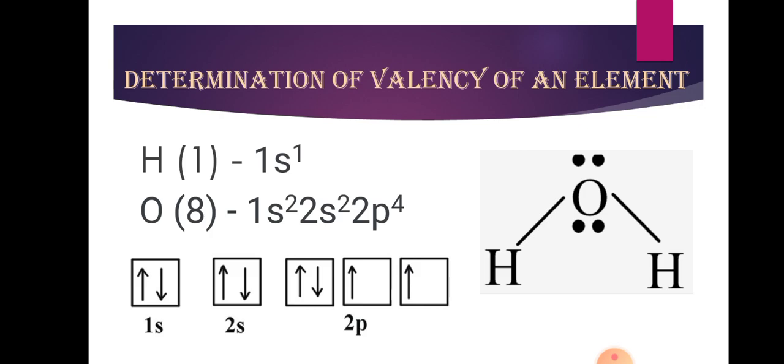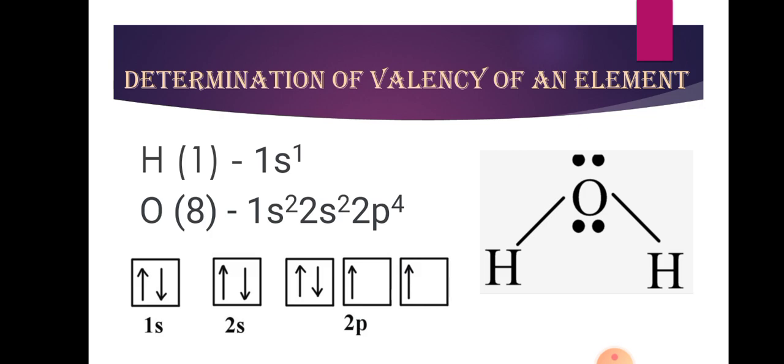Electronic configuration of an atom has many applications. First, I would like to discuss determination of valency and valence electron of an element. The combining capacity of an atom is known as its valency, that is, the outermost electrons present in an atom that take part in the reaction is expressed by the valency of the element.